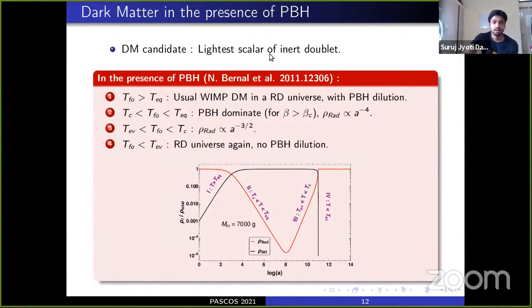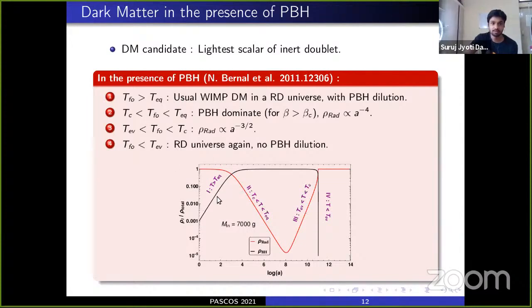Here the lightest scalar of the inert doublet can be a dark matter candidate. It can be in thermal equilibrium in the early universe by virtue of its gauge interactions. Now this typical WIMP phenomenon is modified in the presence of primordial black holes. So basically we can have 4 different cases depending on in which region the freeze-out is happening.